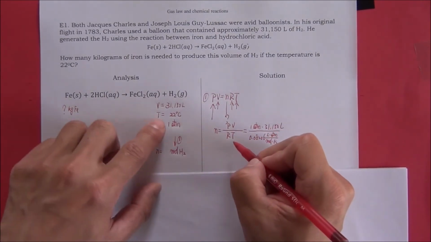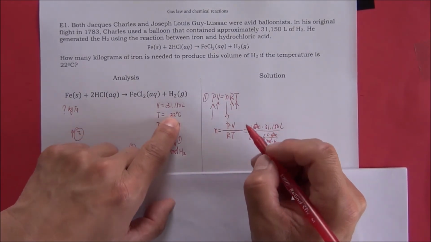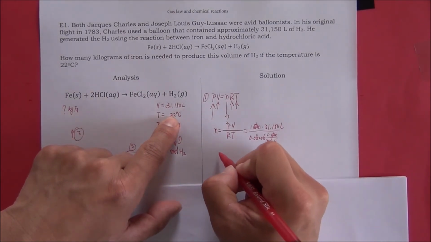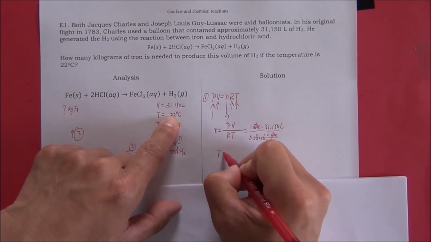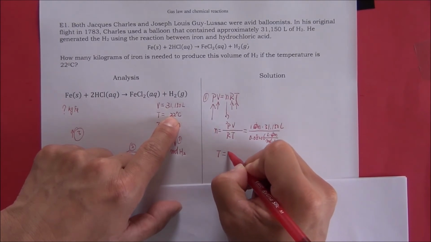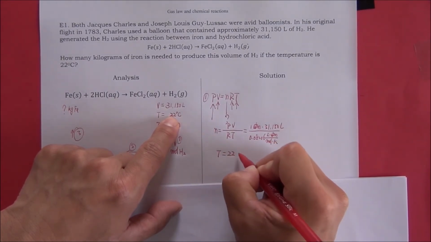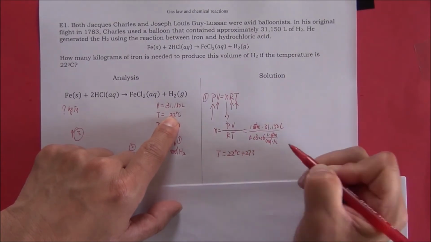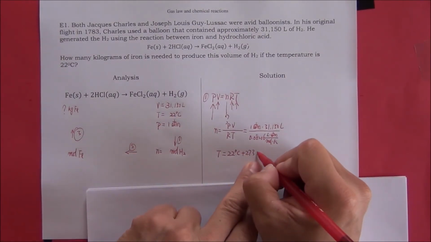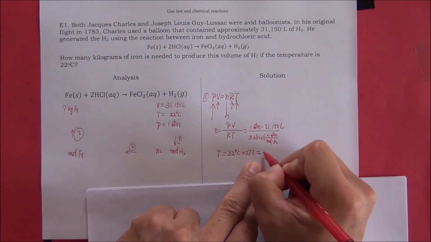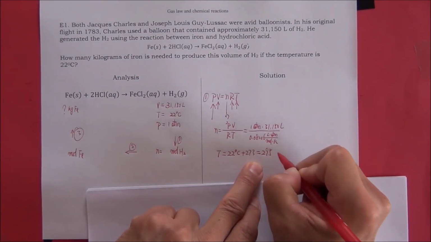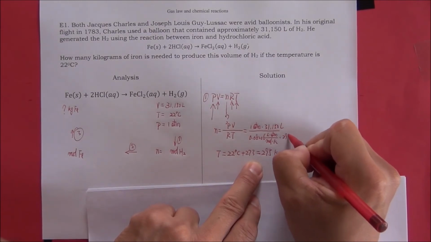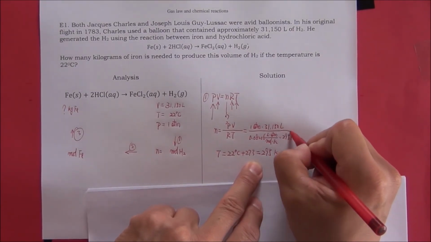And we need the temperature, but the temperature given is in degrees Celsius. So we need to convert to Kelvin. This can be easily done. We just add 273 to the temperature in degrees Celsius, we get 295 Kelvin. Then we plug in 295 Kelvin here.